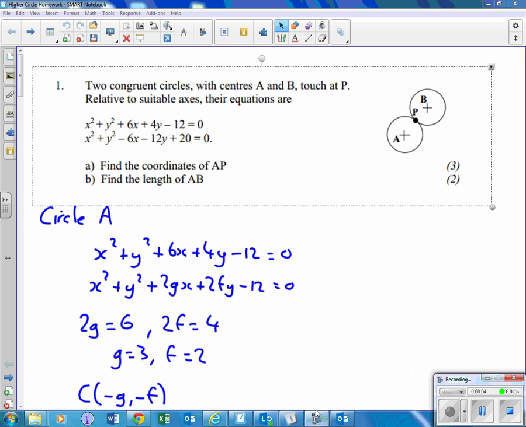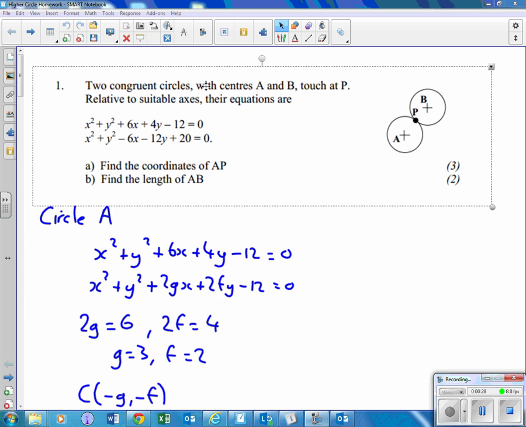Right, we have the circle homework, the Circle Higher homework from the weightmaths.weebly.com website. So we'll just run through the questions. Number one, two congruent circles. Congruent, what does that mean? That means they are the same shape and the same size. In other words, the radius of circle A will equal the radius of circle B.